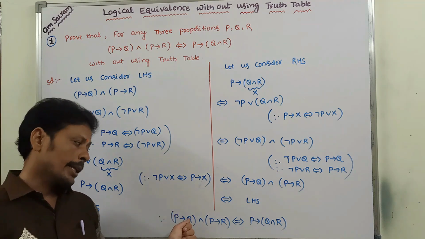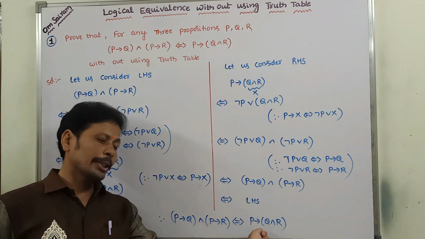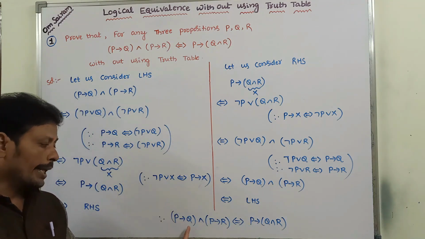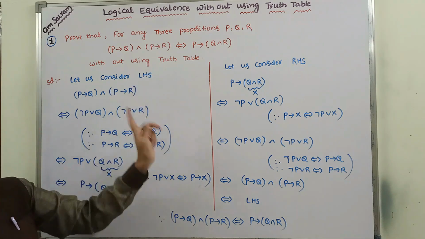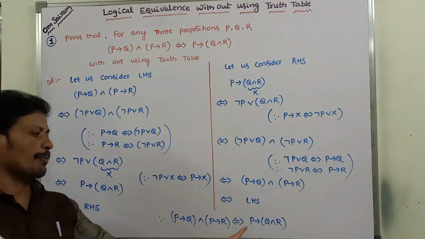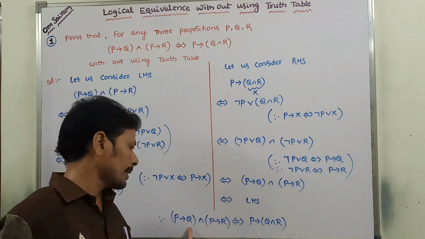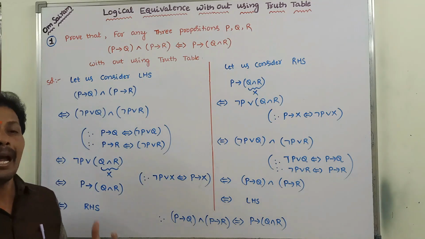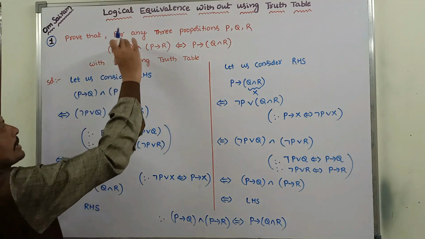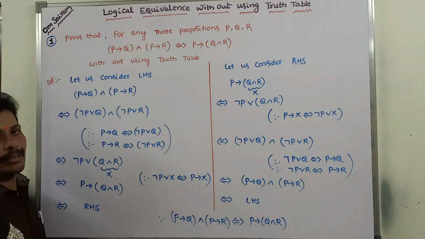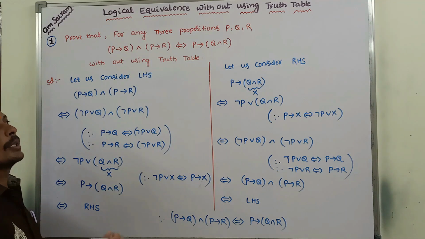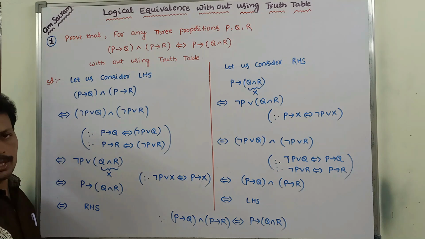How can you say that this formula is equivalent to this formula? I am taking the LHS part, we are getting the RHS part. I am taking the RHS part, we are getting the LHS part. Hence, we can say that this compound proposition is logically equivalent to this compound proposition.